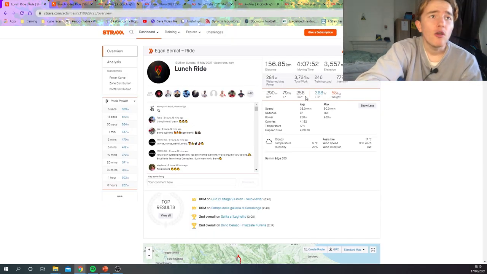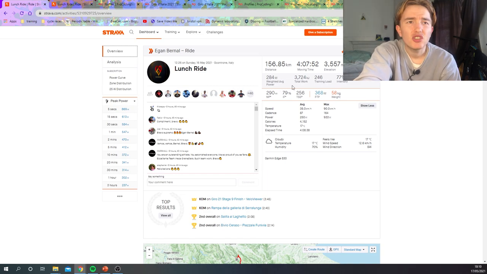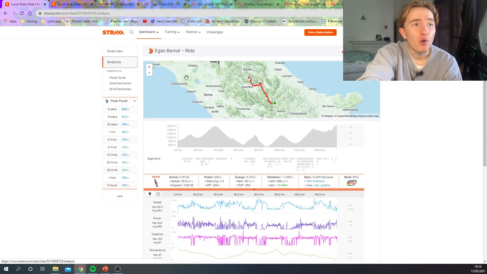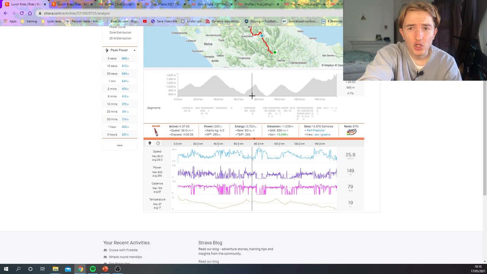So overall, 290 normalized for 4 hours, pretty strong day out. It says his threshold is 370 at 58, which is naughty. I think I put his weight as 58 because people say 60, but I think he's a little bit skinnier than that. But we're going to look at this stage because this was hard. I'm not sure if you watched it from kilometer zero, 10 out of 10 would recommend.